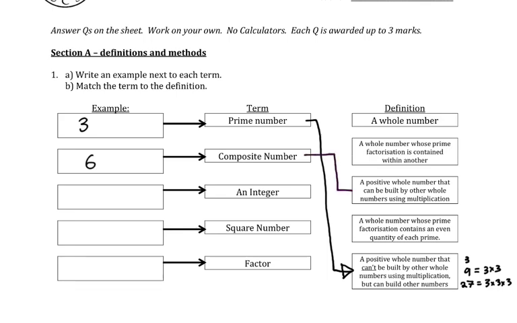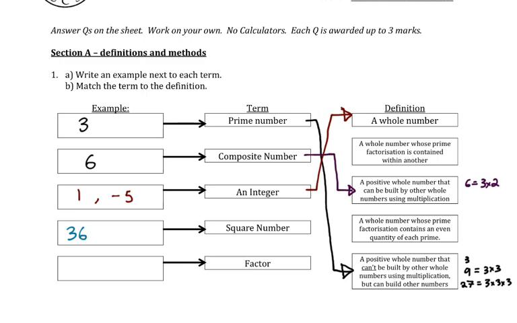A composite number, an example of this is 6. Now, a composite number is built by other whole numbers or other primes. So 6, for example, is built by 3 times 2. An integer. An integer is a whole number, like 1, and it didn't say a positive integer, so we could have had something like -5 as well.